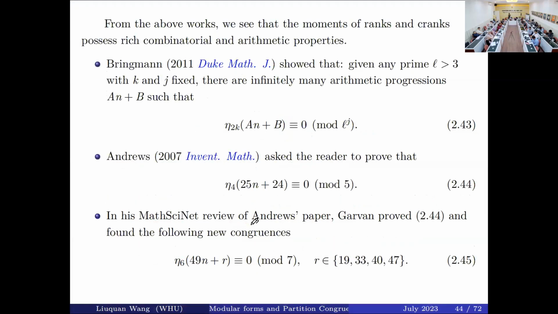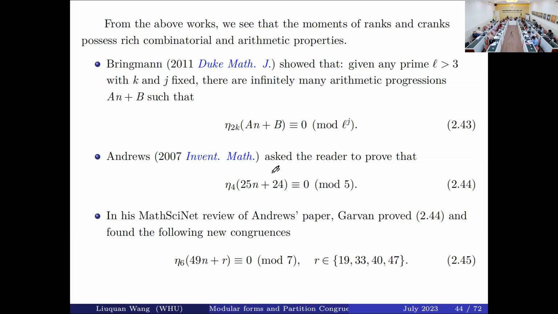And from the above works, we see that the moments of ranks and cranks actually have very rich combinatorial and arithmetic properties. Bringmann showed that given any prime ℓ greater than 3 and fixing some integers k and j, there are infinitely many arithmetic progressions am+b such that η_2k(am+b) is divisible by ℓ to the j-th power. There are some similar results for the partition function p(n), so this is an analogous result to the partition function.